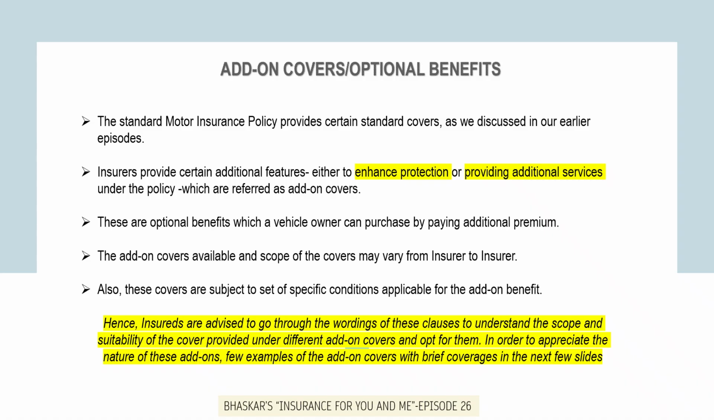The add-on covers available and the scope of the covers vary from insurer to insurer. Also, these covers are subject to a set of specific conditions. Hence, the insureds are advised to go through the wordings of these clauses to understand the scope and suitability of the cover provided under different add-on covers and opt for them. In order to appreciate the nature of these add-ons, I am giving a few examples of the add-on covers with brief coverages.